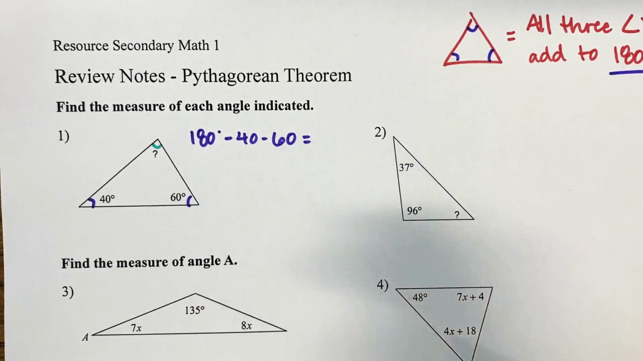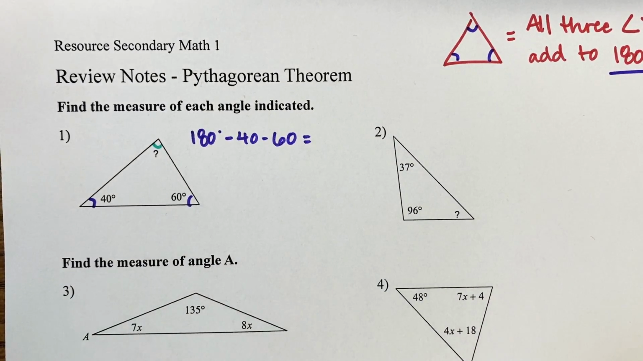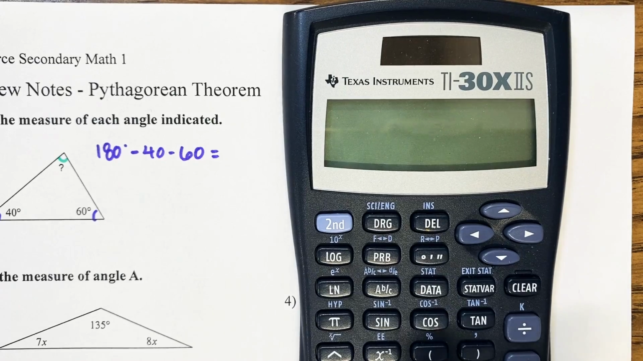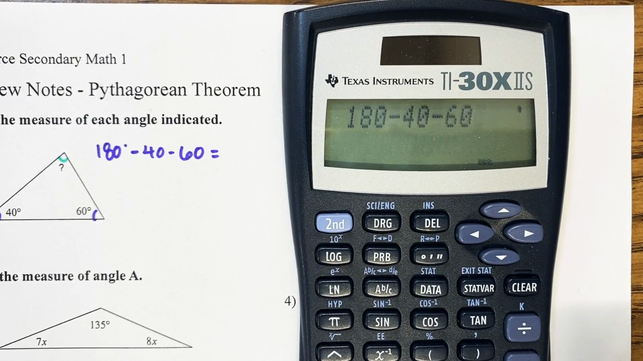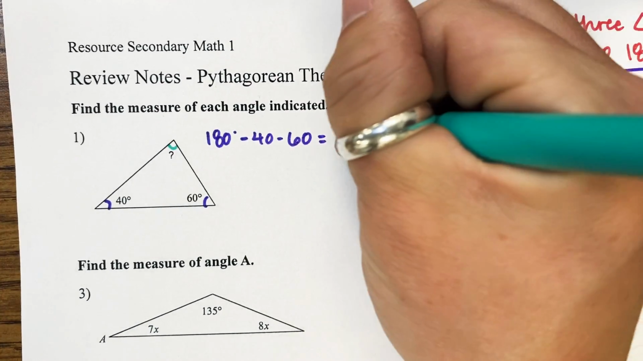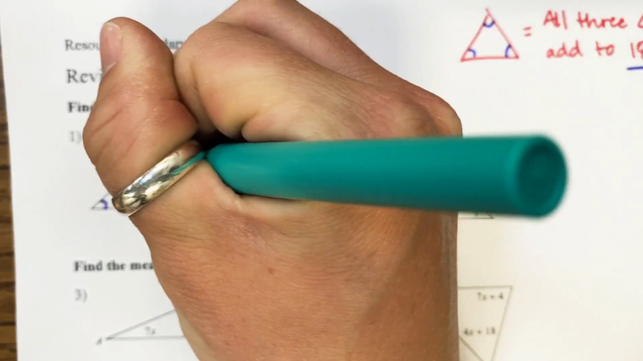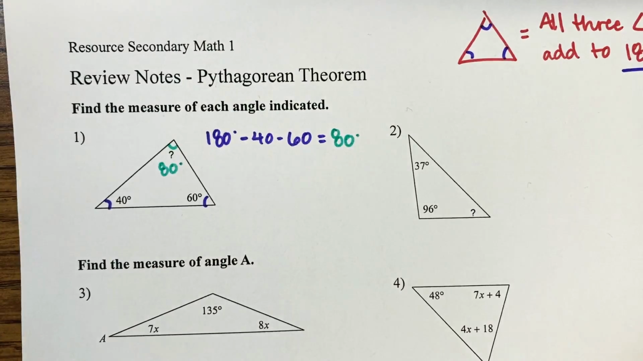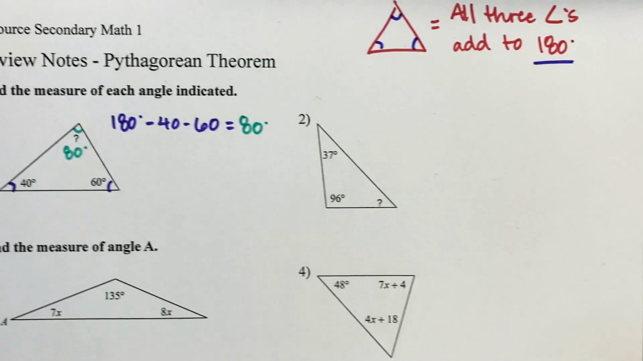Okay, so we can do this in a calculator if you'd like, or in your head. So we can go 180 minus 40 minus 60, and we know that that third angle has to equal 80 degrees. So 80 degrees.